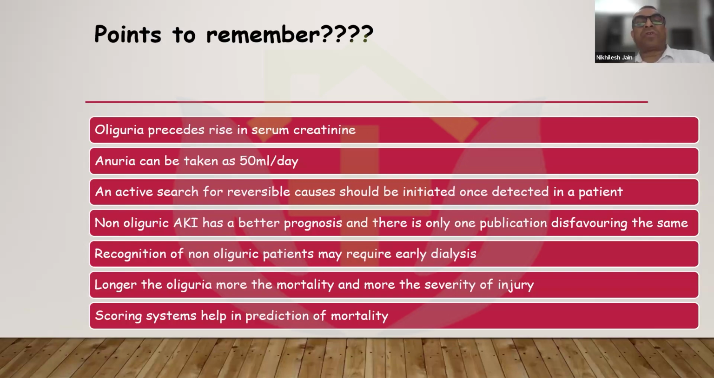And recognition of non-oliguric patients is very important as they may require, the statement that I'm using is may, they may require early dialysis. And the longer the oliguria, the more is the mortality and the more is the severity of the injury. Now, whatever scoring systems we use, they actually help in prediction of mortality and sometimes the further course of the acute kidney injury.